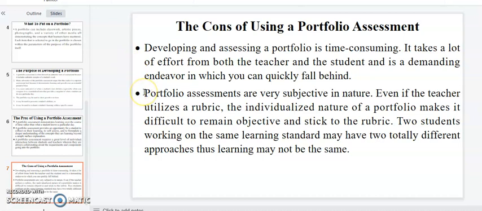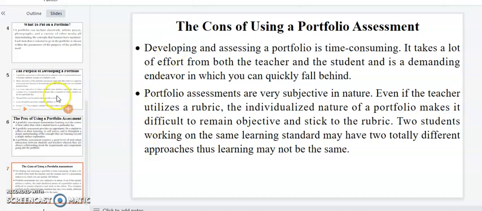Portfolio assessments are very subjective in nature. Even if the teacher utilizes a rubric, the individualized nature of a portfolio makes it difficult to remain objective and stick to the rubric. Two students working on the same learning standard may have two totally different approaches, thus learning may not be the same.